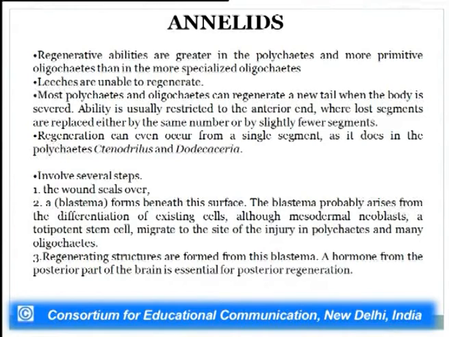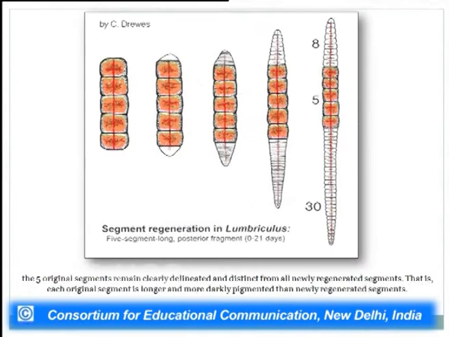The wound seals over, and the blastema forms from beneath. The blastema probably arises from the differentiation of the existing cells, although mesodermal neoblasts, which are totipotent stem cells, migrate to the site of injury in polychaetes and many oligochaetes. Regenerative structures are formed from this blastema. A hormone from the posterior part of the brain is essential for the posterior regeneration.